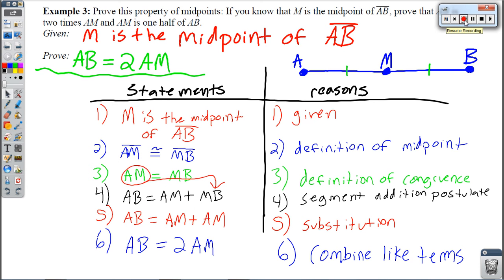When we combine like terms with the AM and the AM, putting those together to get 2AM, that brings us to the statement that we were trying to prove. So that proves that the length of a segment is twice the length of the distance from one end to the midpoint. That's what AM is, the distance from one end of the segment to the midpoint, and so the whole segment is twice that length. We've just proven that that is true.